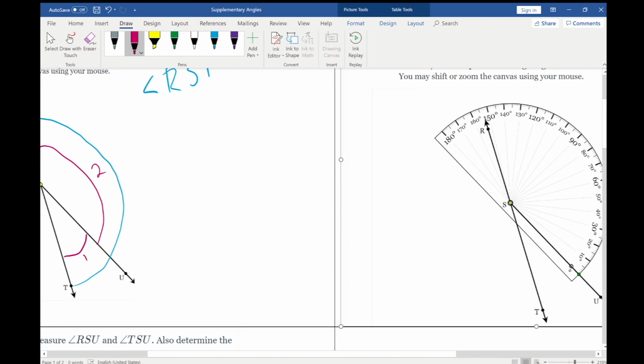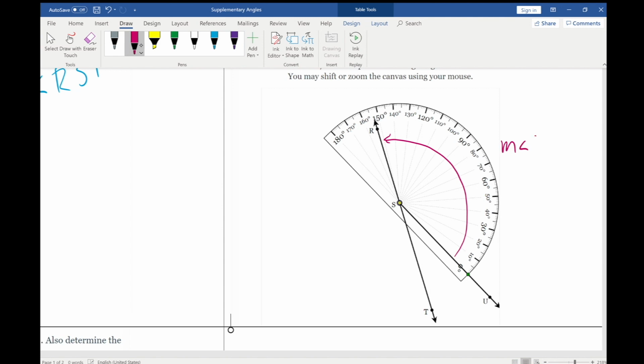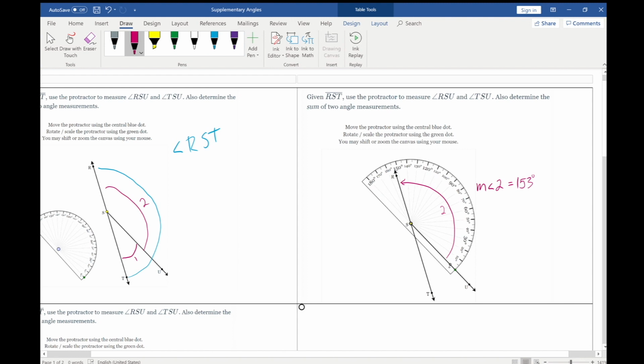Here I put the protractor over angle number 2, so that's going to be this one. From here all the way to here, that's my angle 2. So we write measure of angle 2. M stands for measure, and that little symbol that looks like less than is the angle symbol. This is equal to around 153 degrees. Now, this is not the angle in blue because we're still missing angle 1.